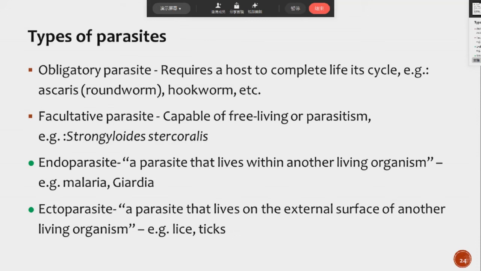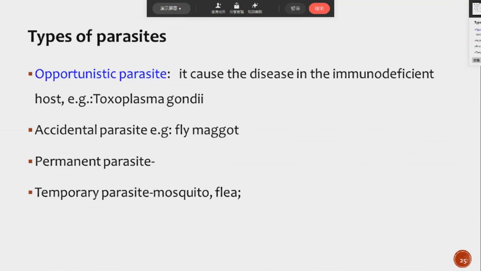And the last one is the opportunistic parasite. In healthy people, though they are infected, they are not multiplying and not causing disease. Only when the person turns immunocompromised do they multiply fast and cause disease. So we call these opportunistic parasites. The most typical one is Toxoplasma gondii, which is infected from the domestic cat. So if you want to raise a cat, you should pay attention to your cat's health. Otherwise, you will be infected. That is for the opportunistic parasite.